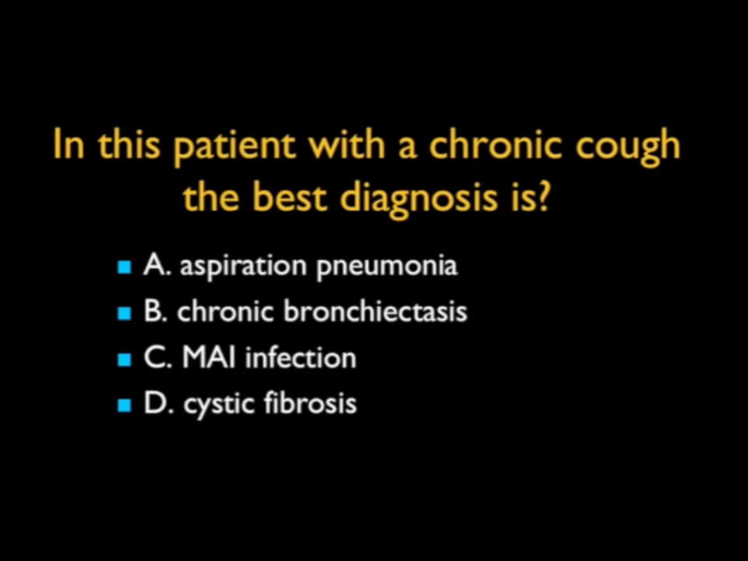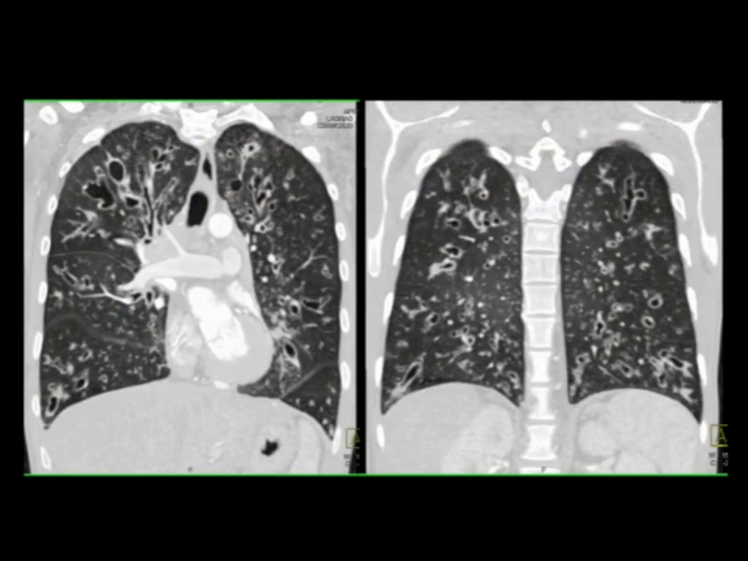This patient has a chronic cough. What's the best diagnosis? Well, it doesn't look like aspiration pneumonia because aspiration pneumonia is in the bases. You also will notice this patient has some nodes in the right hilum in the pretracheal zone. You'll also notice that upper, mid, and lower lungs are involved, though the upper lung is more involved. Bronchiectasis, well, the patient has bronchiectasis, but this is more than your typical case of bronchiectasis in the lung bases or perhaps right lower lung or middle lobe.